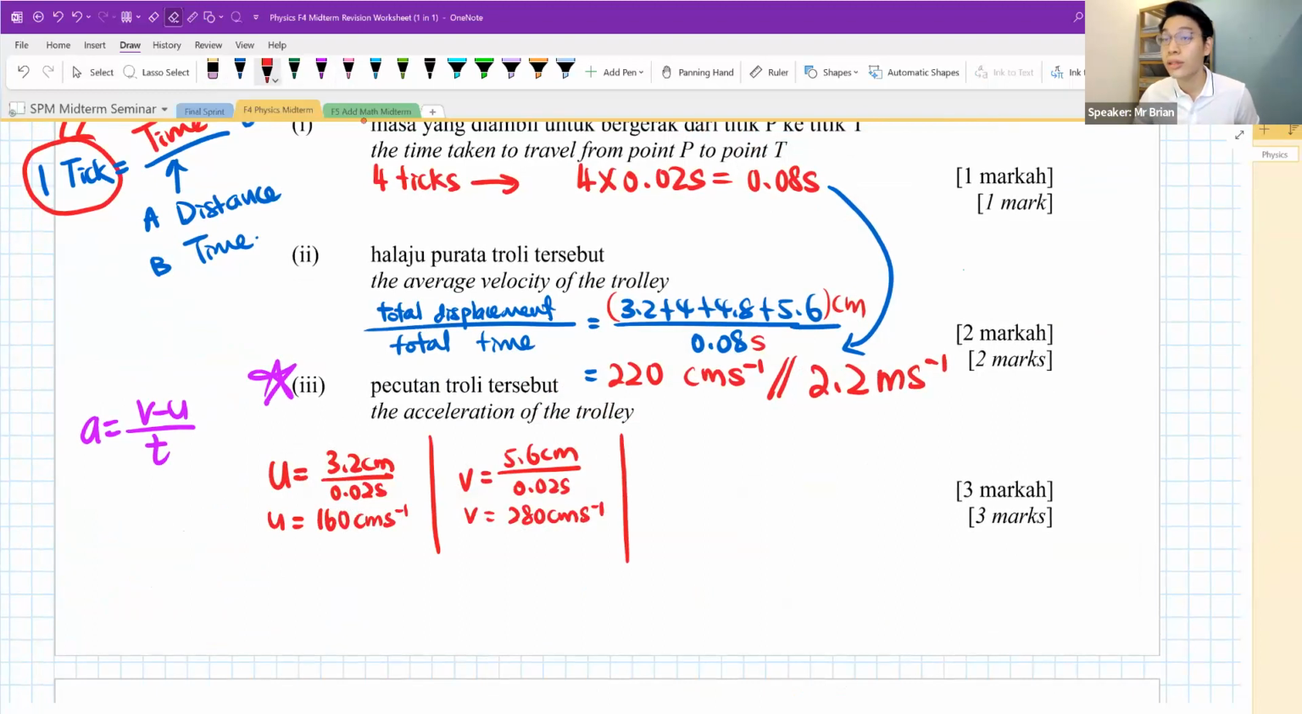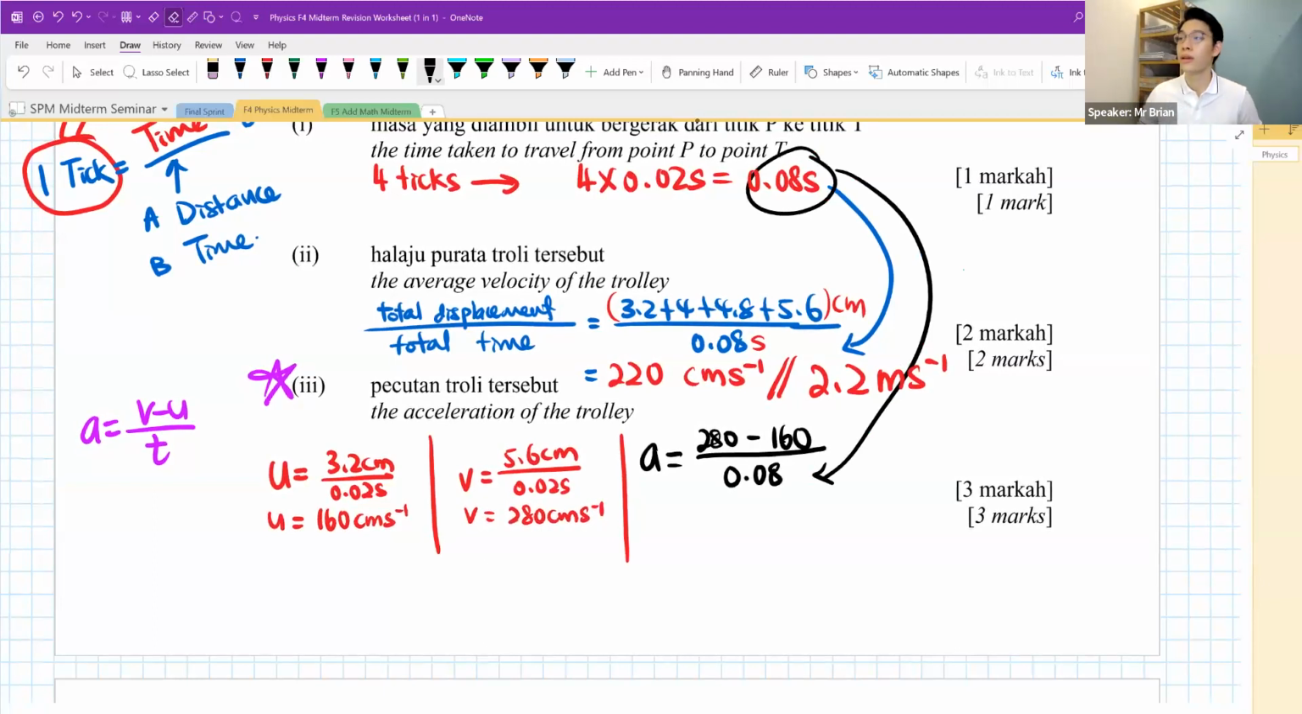But acceleration though. Putting the V is easy. Putting the U is easy. Putting the V and U is easy. But the time, I want to ask you, is it correct for me to also put this timer? Correct or wrong, this one? Wrong, huh? Very good, a lot of people say wrong. Yes, very good, Cecilia. We have to minus one tick, or you have to minus one strip.